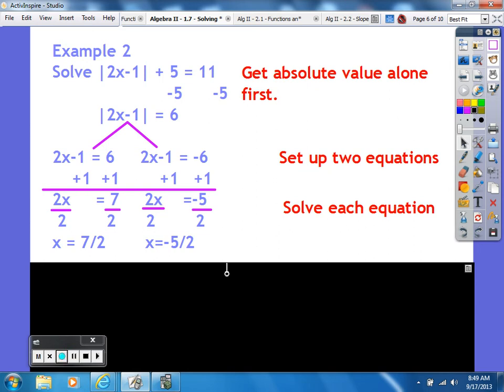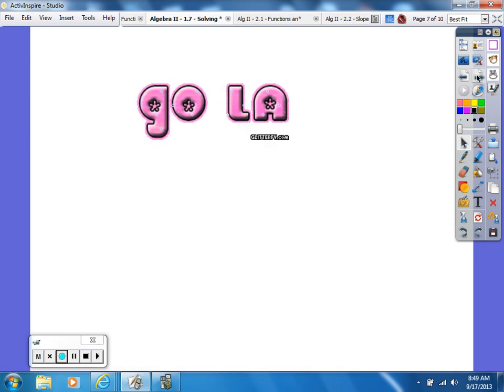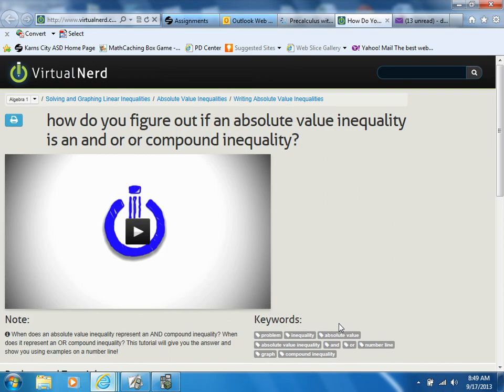All right. So the equations are the easy thing. Now, if you had Mr. Ryan or you had Mrs. Ennis in the past, they probably taught you a famous phrase to help you with the inequality part. Go LA. How many of you remember that? Lovely. Now, if you don't, that's okay. I've got a little video here that should help us out. We're going to play that.